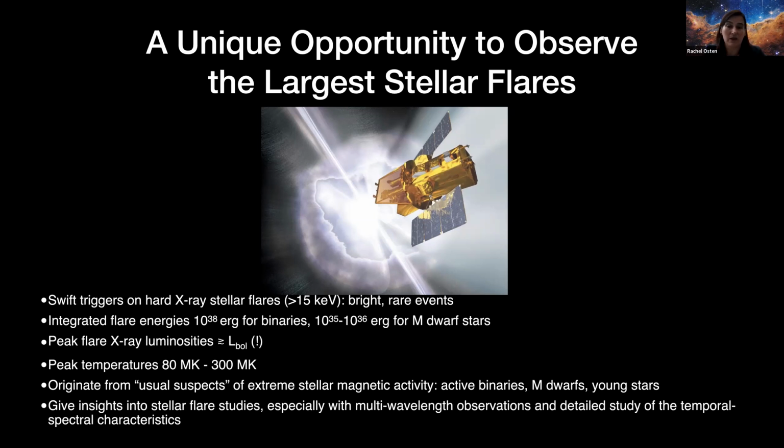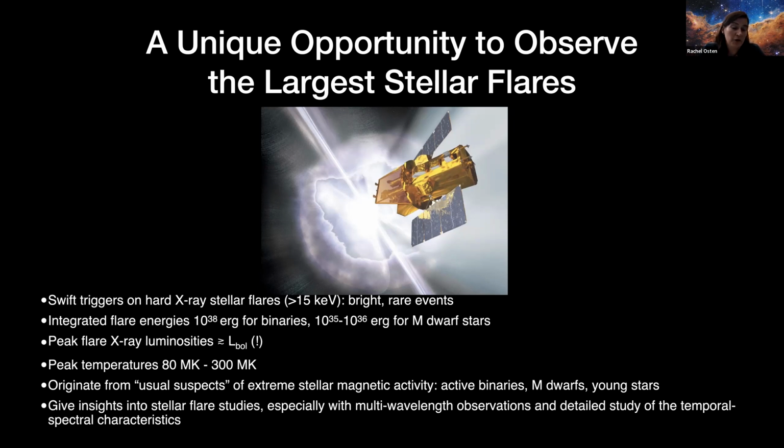So this is by no means crowding out any of the other fantastic science that Swift does, but it's a region of parameter space that we would not have any insight into if it were not for Swift. There have been lots of pointed observations of active stars, but the event rates are large enough that we've seen things similar in nature, but Swift offers us an unbiased way to probe these events. What we're seeing are very energetic events, as I mentioned, up to 10 to the 36 ergs for M dwarf stars, even higher for active binaries, with peak flare luminosities in the X-ray that exceed the bolometric luminosity. That's something that you normally think of as changing on evolutionary timescales, and here it's changing on timescales of minutes. Peak temperatures are around 100 million degrees.